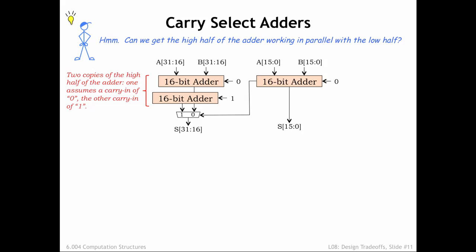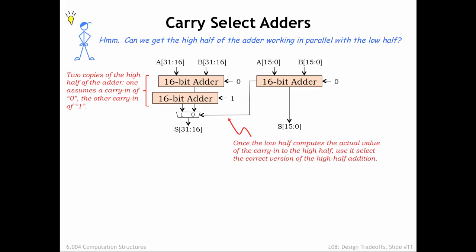So now we have three 16-bit adders, all of which can operate in parallel on newly arriving A and B inputs. Once the 16-bit additions are complete, we can use the actual carryout from the low half to select the answer from the particular high half adder that used the matching carry-in value. This type of adder is appropriately named the carry select adder.